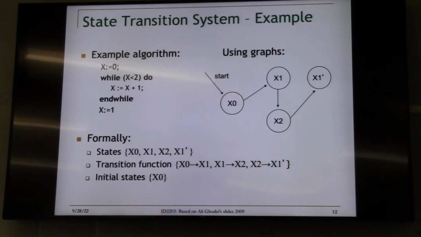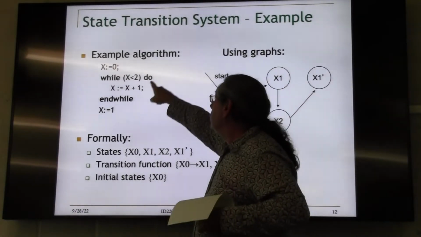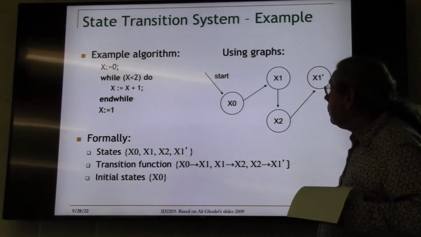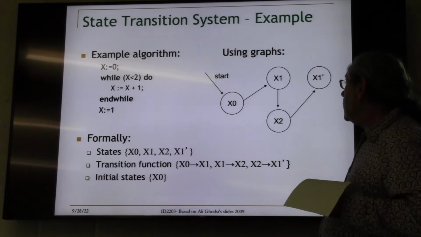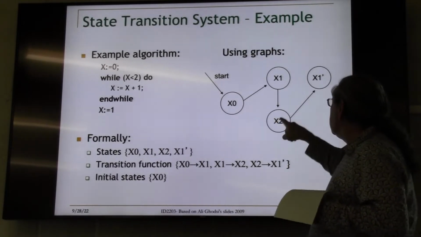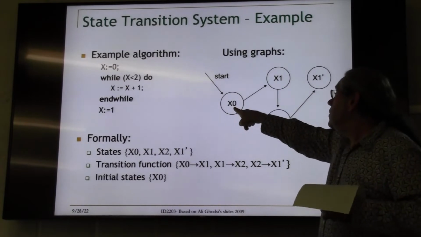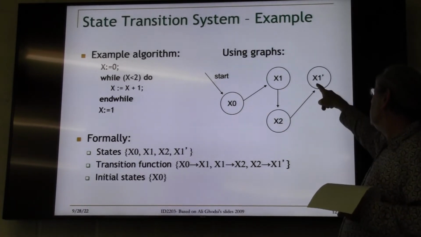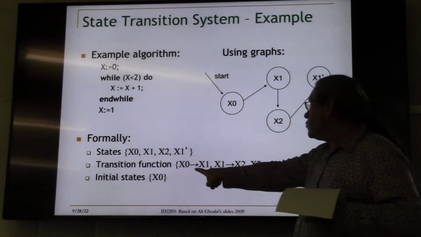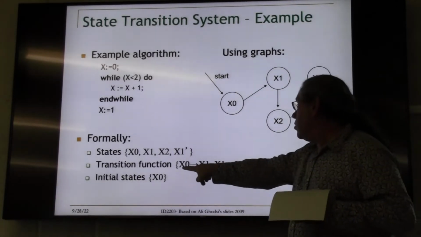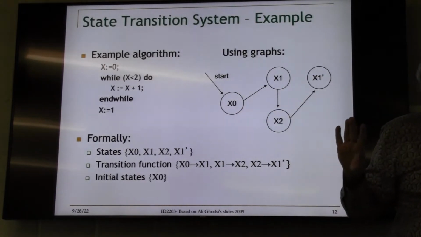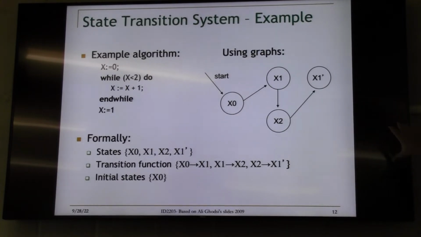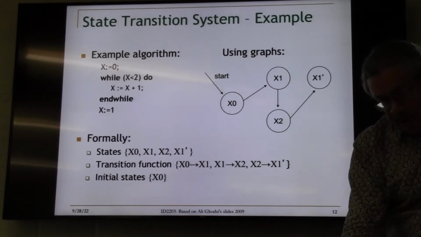So here's a simple example. Here I have a little program in some weird Pascal-like language. x is 0, then while x less than 2, x gets x plus 1, and x gets 1. And using a graph, you can see that there's states. So x has the value 0, state x0, x1, x2, x1 prime. So you have this transition function from x0 go to x1, from x1 to x2. So this is a very simple thing. I'm not going to spend so much time on this. The real issue is the connections, okay, of the nodes. That's where it gets a little bit subtle.